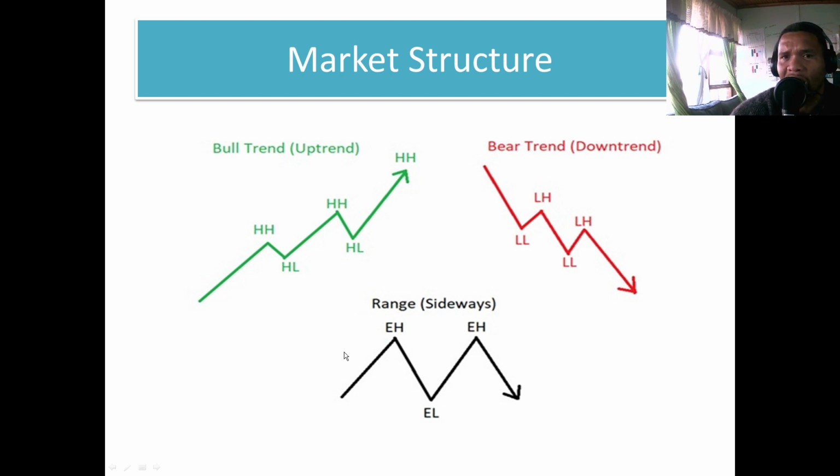So I hope you guys understand what the basic concept of market structure is. It's basically we have a bullish trend, we have a bearish trend, and we have the sideways market. So this is basically what it means to understand market structure. So now we're gonna take a look at more of this in the charts.